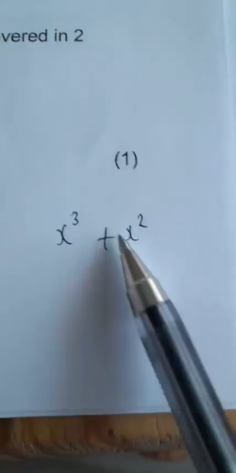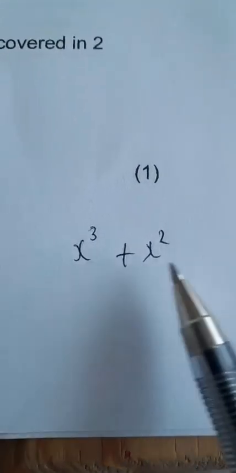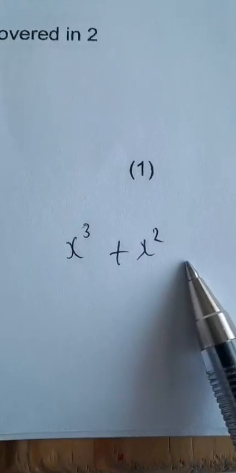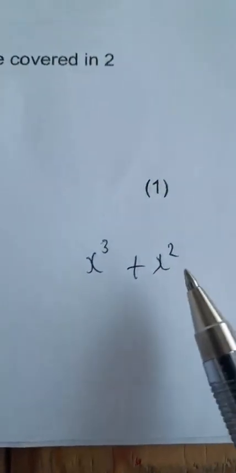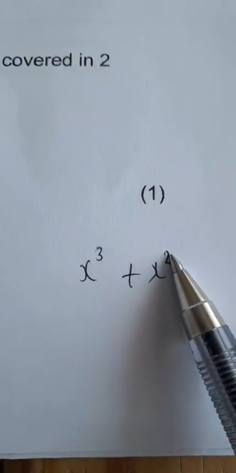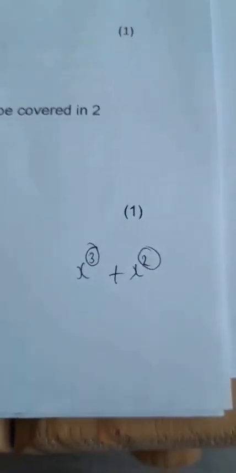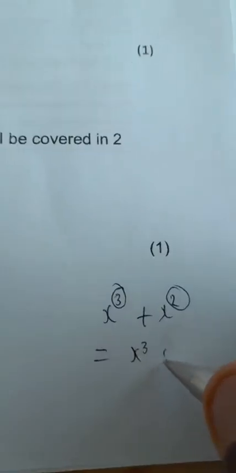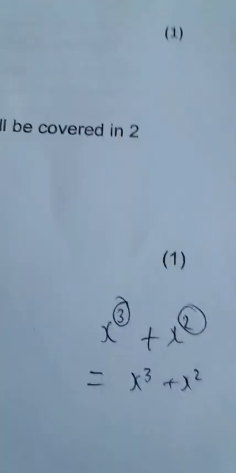Question is, okay, we are adding terms here. Are these like terms? x cubed plus x squared, are these like terms? No, they are not, because x cubed and x squared are unlike terms. Why? Because their exponents are not the same, guys. So these are unlike terms. So our answer for x cubed plus x squared would be x cubed plus x squared. We cannot add and subtract unlike terms.